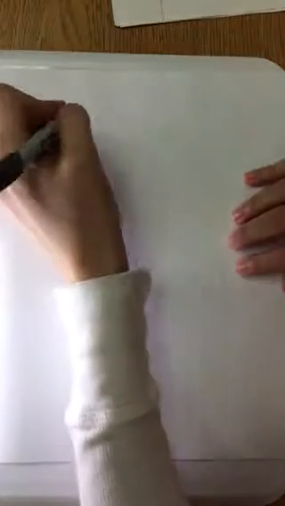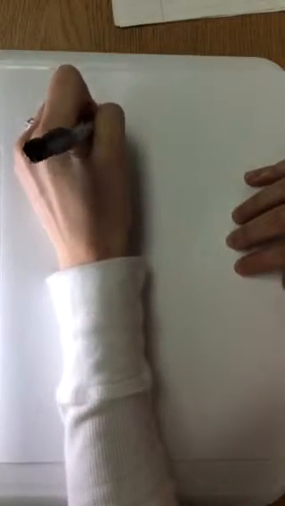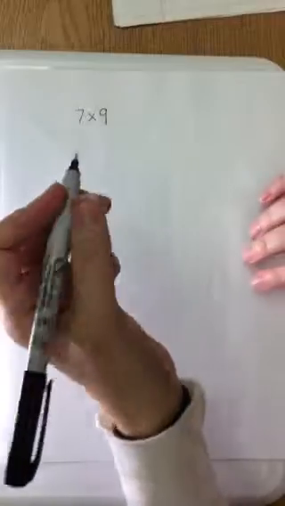For example, 7 times 9 might be a difficult multiplication problem for a third grader just learning their facts. But if we break apart 9, we can create two smaller multiplication problems. For example, here's the problem 7 times 9.